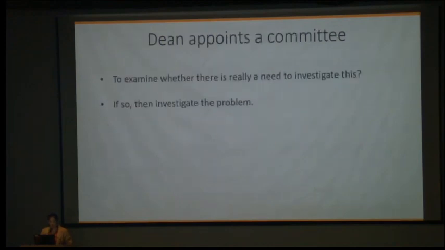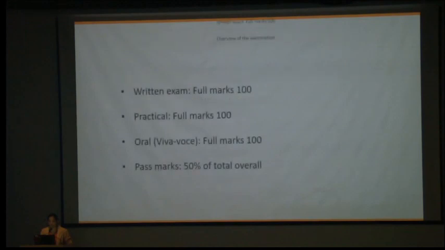So the dean appoints a committee to examine whether there is really a need to investigate this. And if so, then investigate the problem. So this is the overview of the examination. It had 3 components: written, practical, and oral. And each of these components had 100 marks each, right? And the pass marks was 50% of the total overall. So 300 marks and 50% was the pass marks.